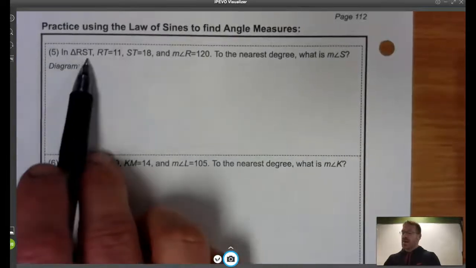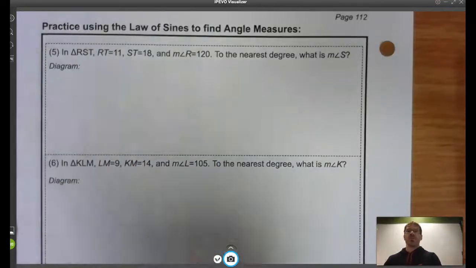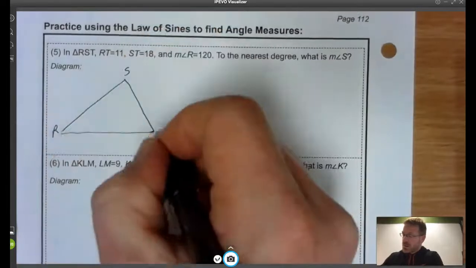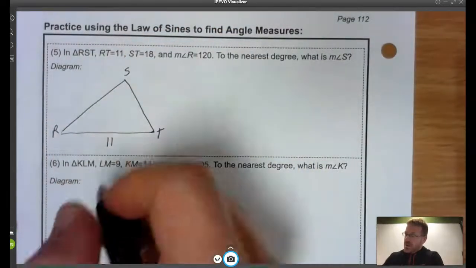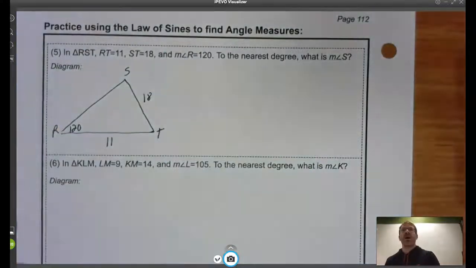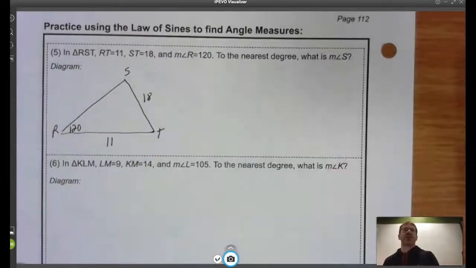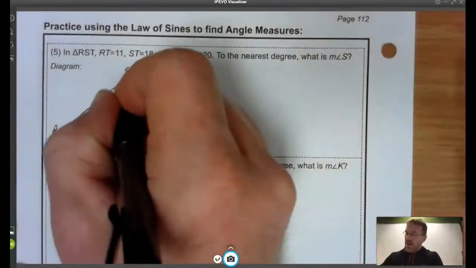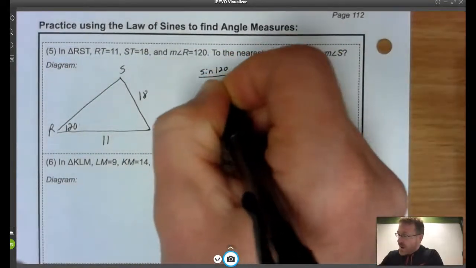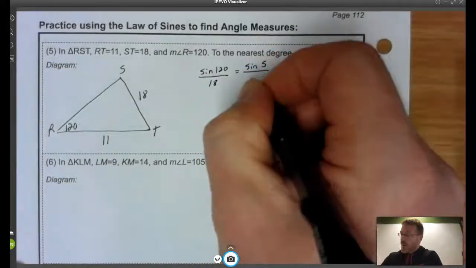Now, once again, I'm always a big believer in making a diagram, and drawing and filling in information to help you. So let's do that. So let's do triangle RST. So here's R, here's S, here's T. RT is 11, ST is 18, and R is 120. Okay, so you can see right now, here's our complete ratio. And we want to know what the measure of angle S is. So we're looking for angle S right here. So my known ratio would be sine of 120 over 18 equals, and I'm looking for the sine of angle S, and that's over 11.